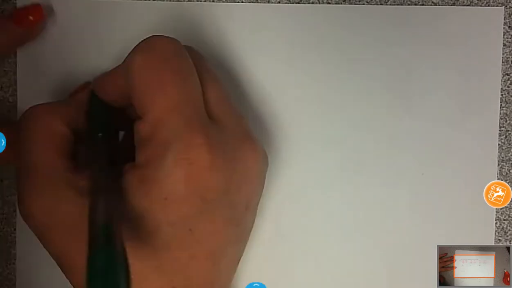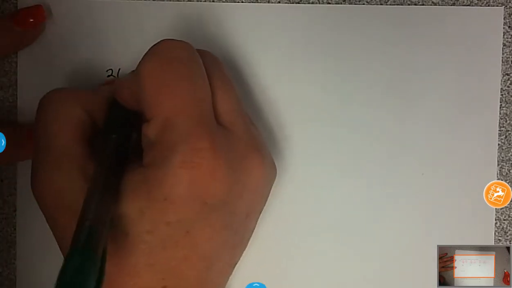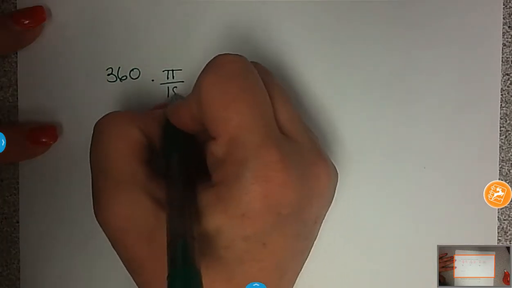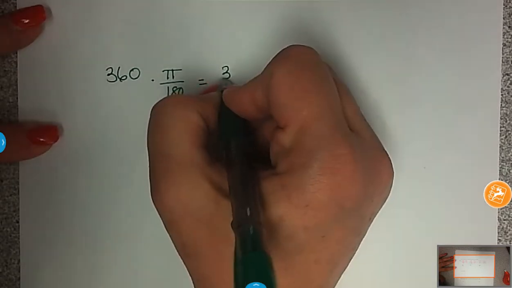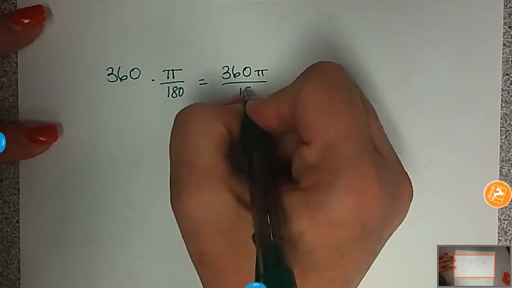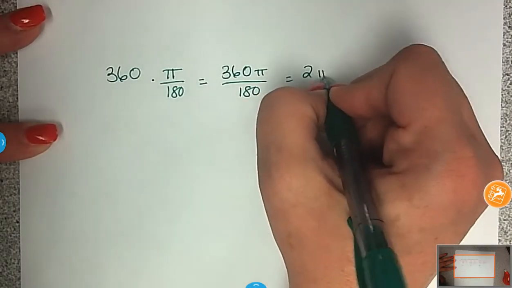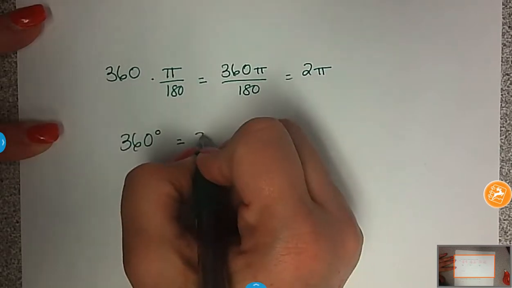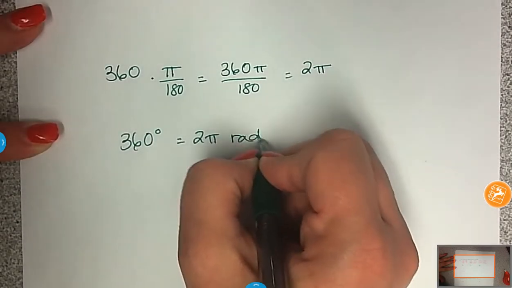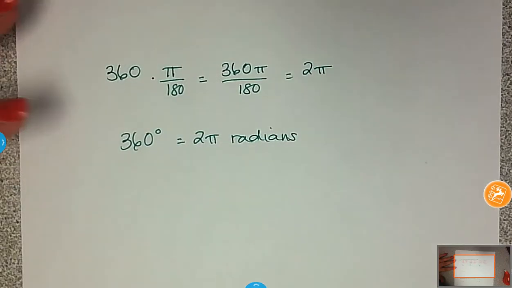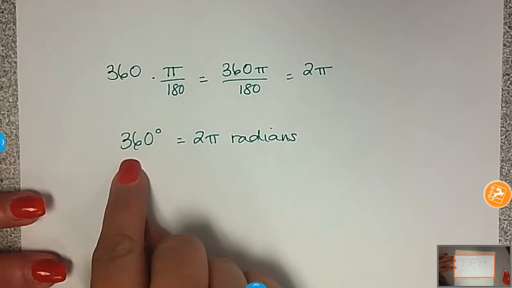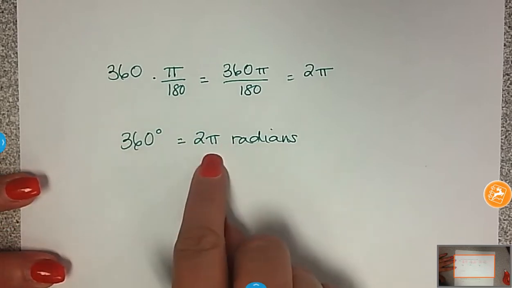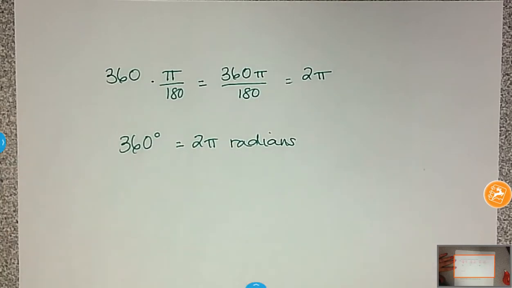So let me come right over here, and if I have 360 degrees and I want to know the radian equivalent, I'm going to multiply by pi over 180. That'll give me 360 pi over 180, which gives me 2 pi. So 360 degrees is equal to 2 pi radians. So when I'm in radian measure, instead of adding and subtracting 360 degrees, I'm going to add and subtract 2 pi radians.